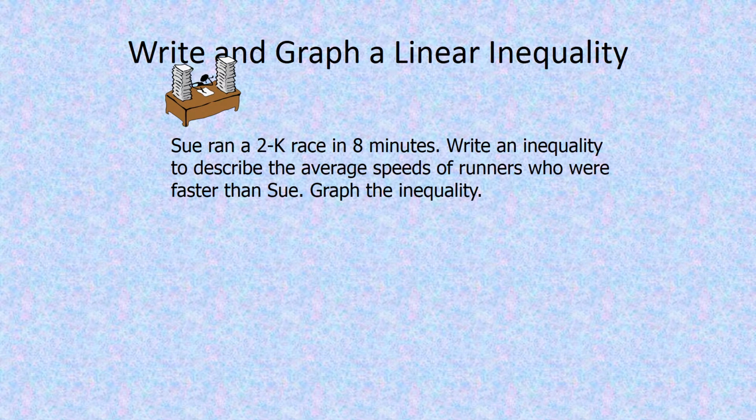So here's a real-life example. Sue ran a 2K race in 8 minutes. Write an inequality to describe the average speeds of runners who were faster than Sue. And then you graph the inequality. So take a few minutes, try it before you get the answer. So faster average speed means we're going to use greater than symbol.